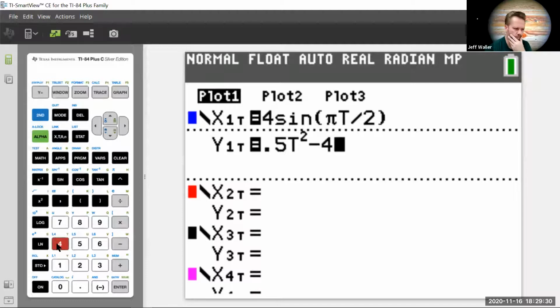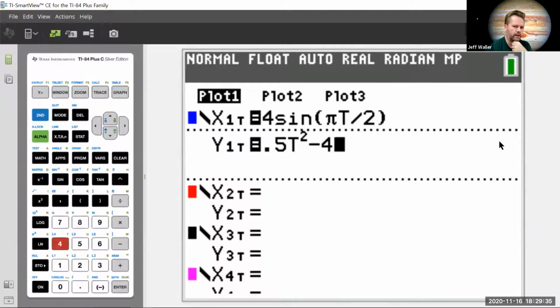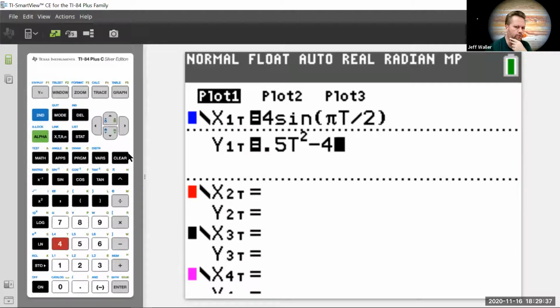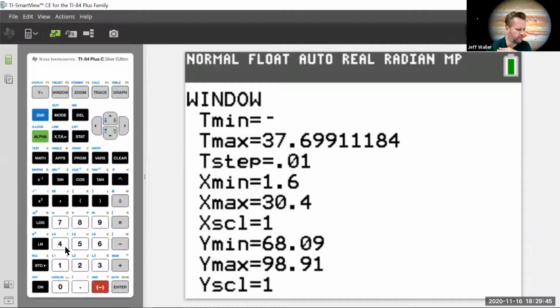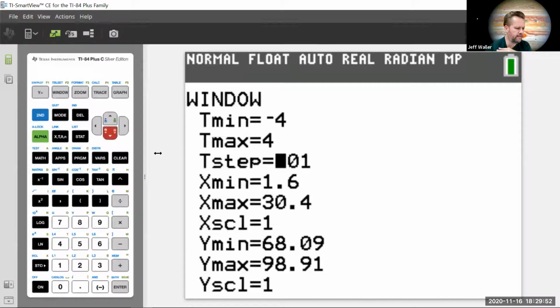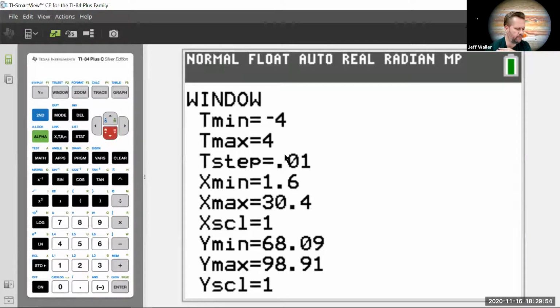Is everybody with me? Before I hit graph, I need to control t. So let me go to window, and I can control t right here. I can make t go from -4 to 4. That's amazing. No, Jeff, not natural log, buddy. You almost hit it. There you go, man. I got my t step. If anybody is playing along with me, your t step probably says something different. What does yours say here? 0.139, blah, blah, blah.